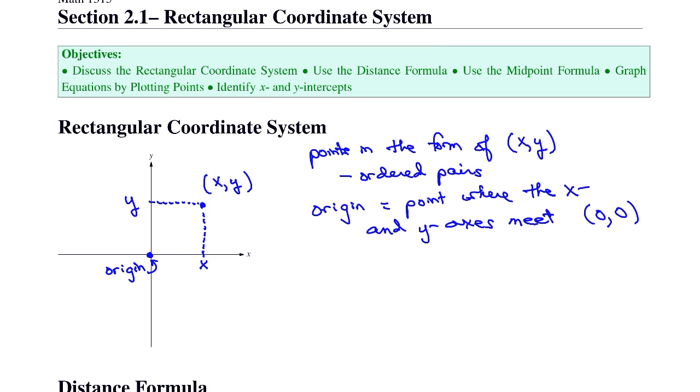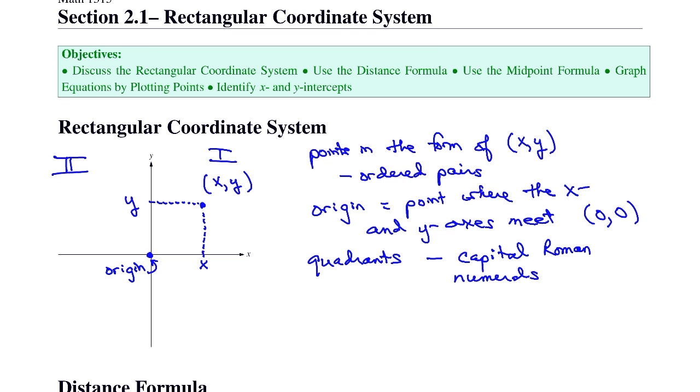The rectangular coordinate system is broken up into 4 pieces called quadrants. And the quadrants are labeled using capital Roman numerals. And so they are quadrant 1, quadrant 2, quadrant 3, and quadrant 4.